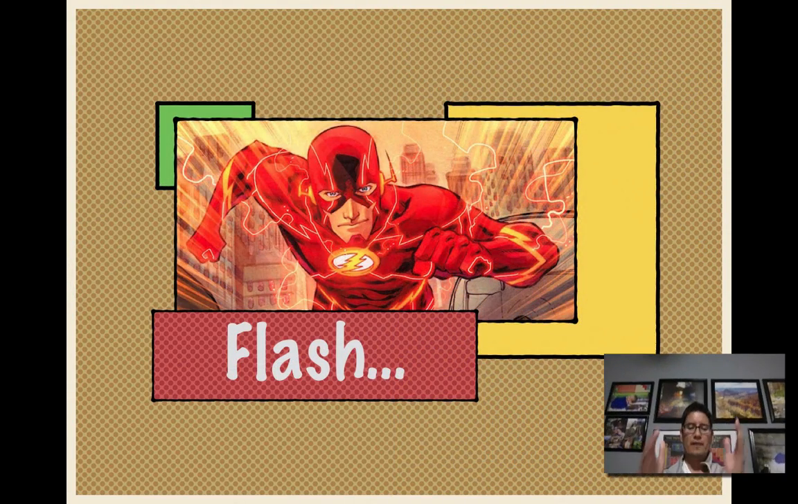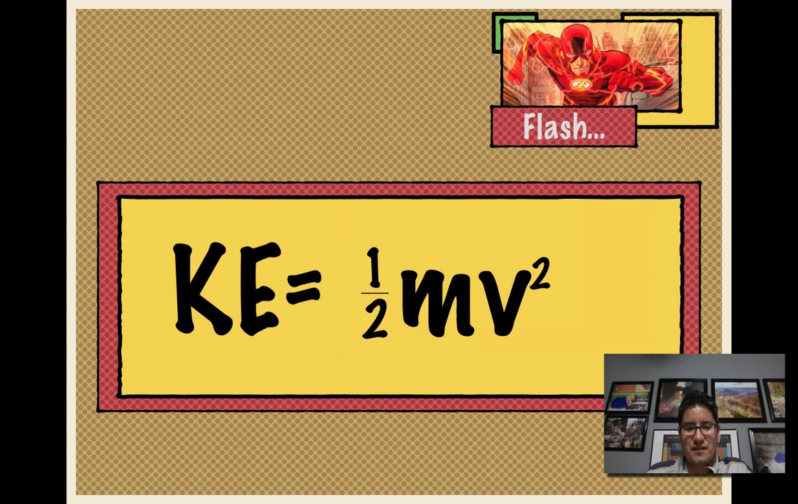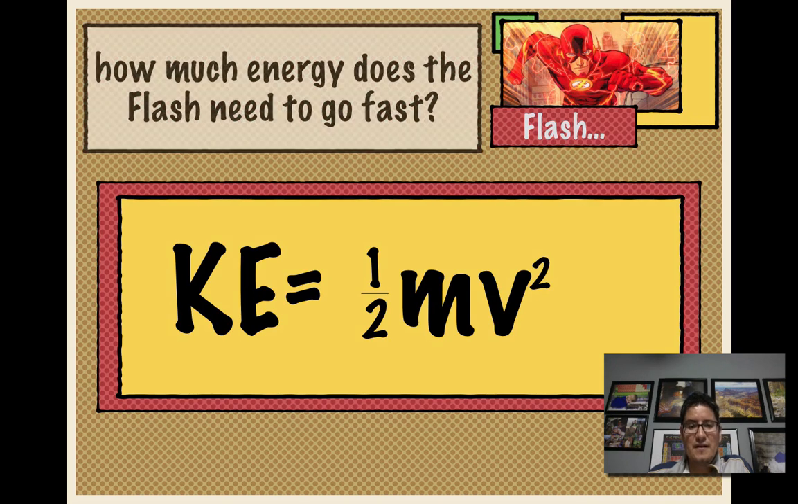All right, well, let's go back to my original character here, Flash, that you see in the very beginning. So what does Flash have to do with kinetic energy? Well, as you know, Flash is very fast, right? So his velocity is enormous. So we're going to use kinetic energy, half mass times velocity squared. This is an equation that you do have to memorize along with potential energy. So how much energy does the Flash need to go fast?